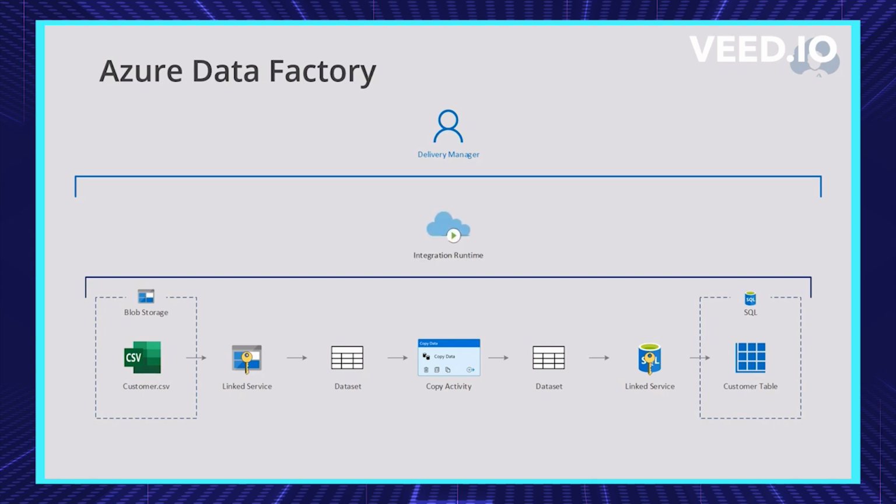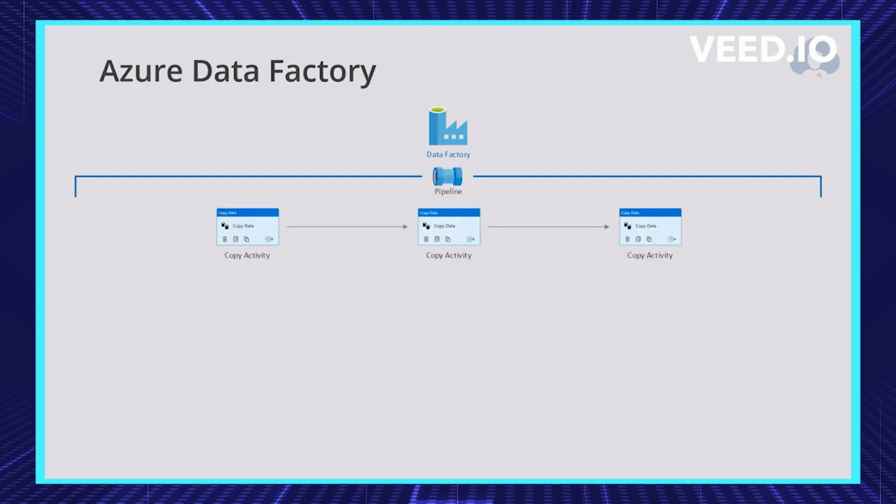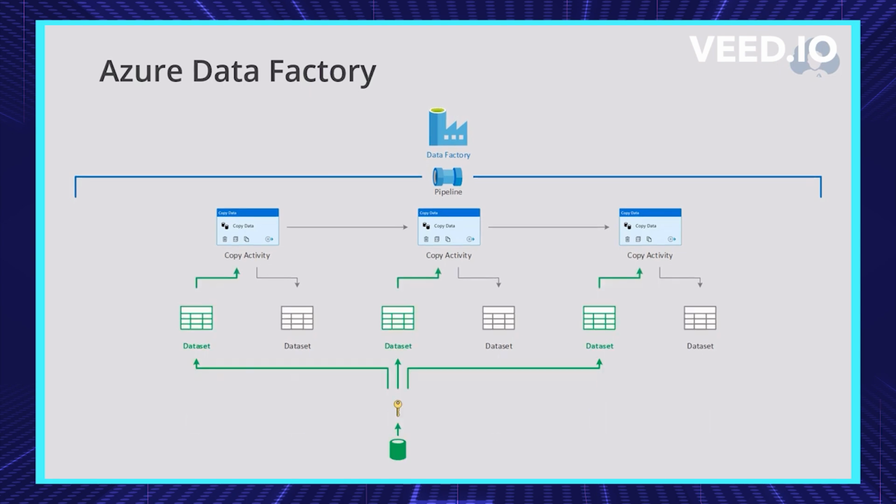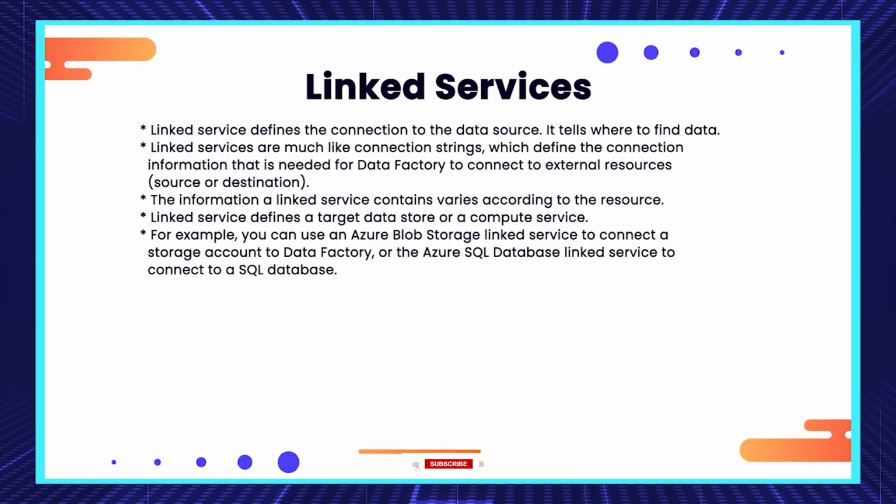Linked service is nothing but, as the name suggests, it links the data from the external data source and stores the data in the dataset. That is nothing but a staging area in Azure Data Factory. So linked service defines the connection to the data source. It tells us where to find the data. Linked services are much like connection strings. In a simple manner, it's a connection string which defines the connection information that is needed for Azure Data Factory to connect to any data sources, maybe a source or a destination.